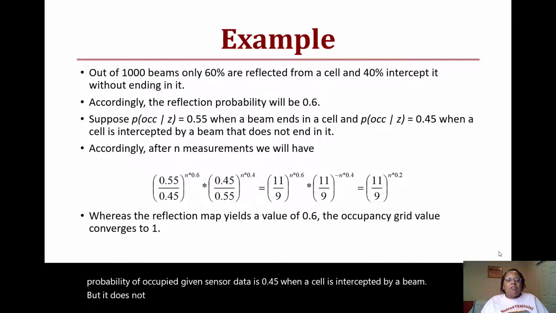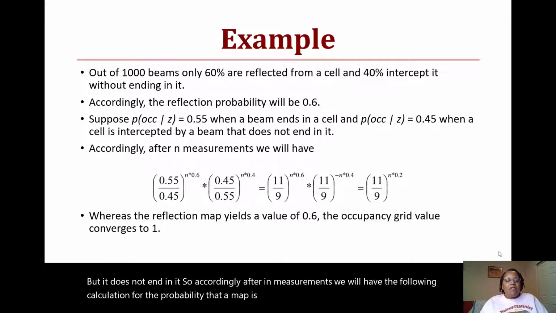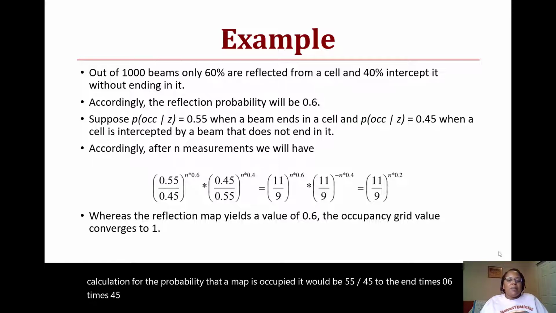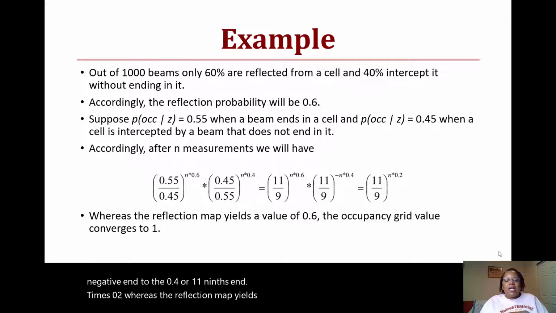So accordingly, after n measurements, we will have the following calculation for the odds that a cell is occupied. It would be (0.55 over 0.45) to the n times 0.6, times (0.45 over 0.55) to the n times 0.4. So that would be (11 over 9) to the n times 0.6, times (11 over 9) to the negative n times 0.4, or (11 over 9) to the n times 0.2. Whereas the reflection map yields a value of 0.6, the occupancy grid value converges to 1.